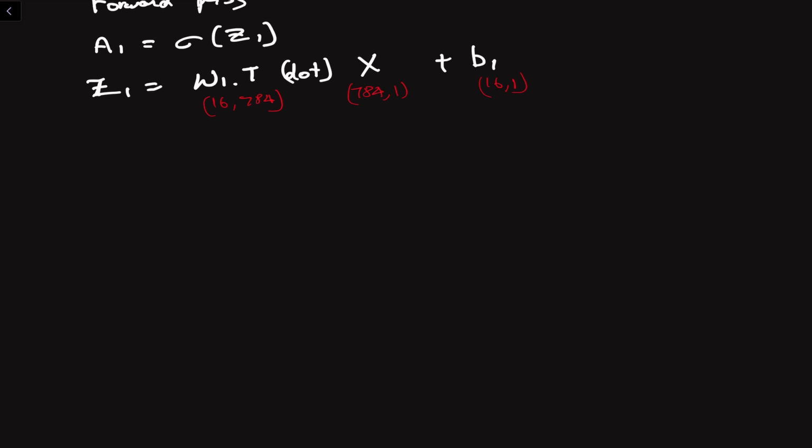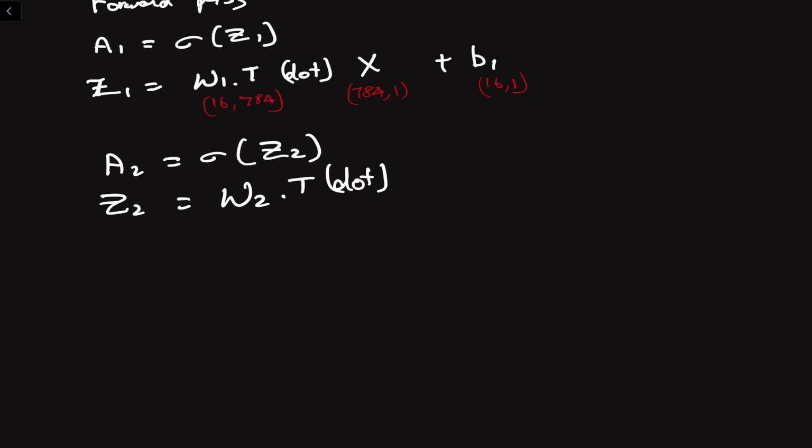Similarly, for A2, it's gonna be sigma of Z2, and Z2 will be W2 dot transpose dot A1 plus B1. All right, let's look at the weights. The weights will be 16x16. Even if we transpose it, it will be 16x16, and A1 is nothing but 16,1. B2, my bad. This is B2, and that's 16,1 as well.